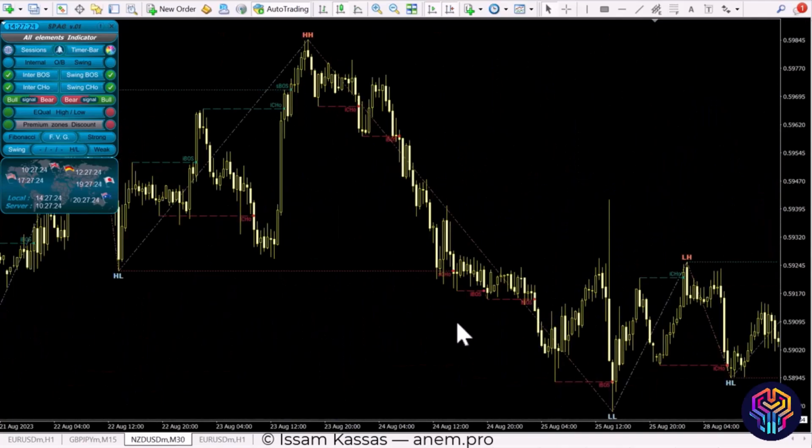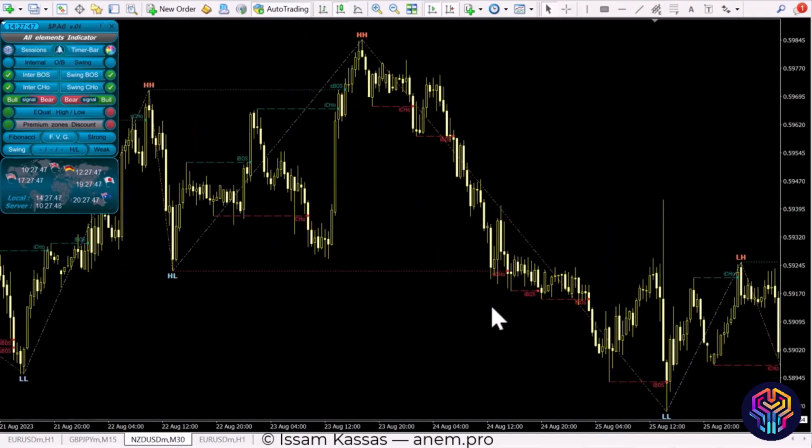Using these examples, we're going to look at a way of trading regardless of the other elements that this indicator has. All we're going to use in this video is price action concepts related to market structure solely, without even using anything else.